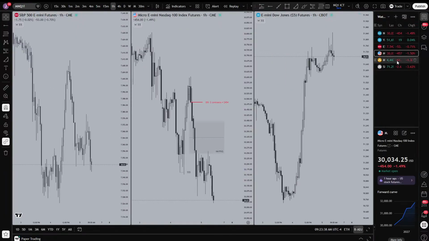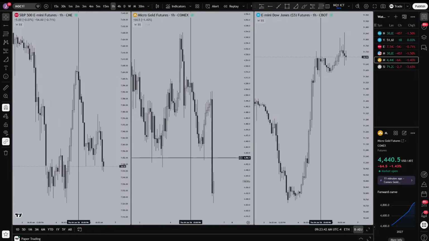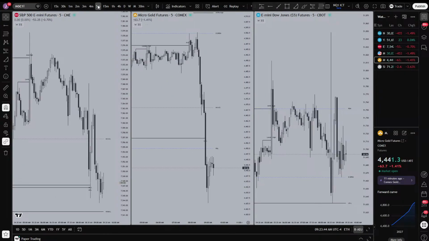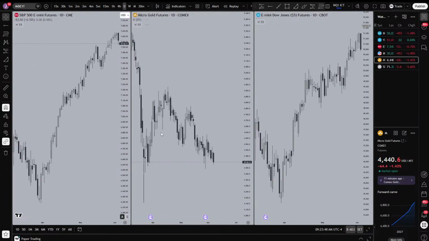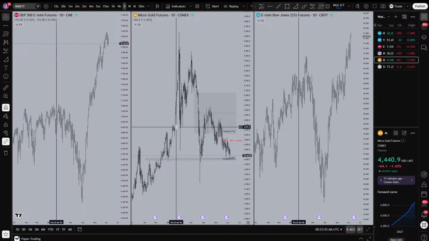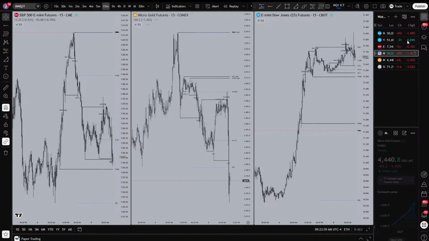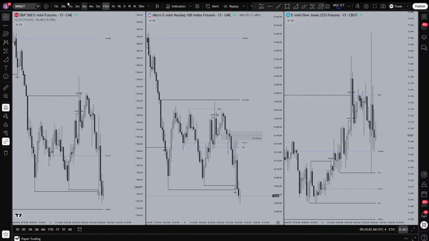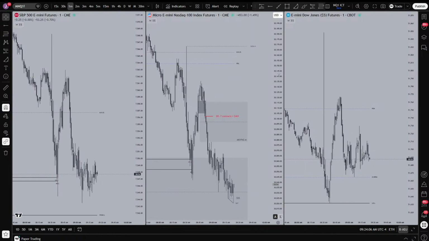Let's see what gold's doing. Jesus, what the fuck? That's kind of crazy. Wow. Damn. Silver's down almost 4% overnight. Good. Yeah, look at that. Nasdaq is down double what the S&P is.